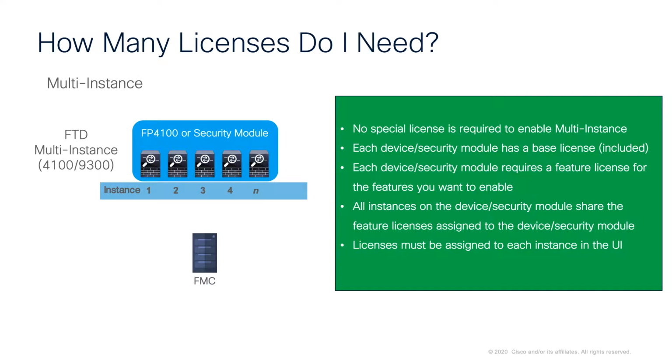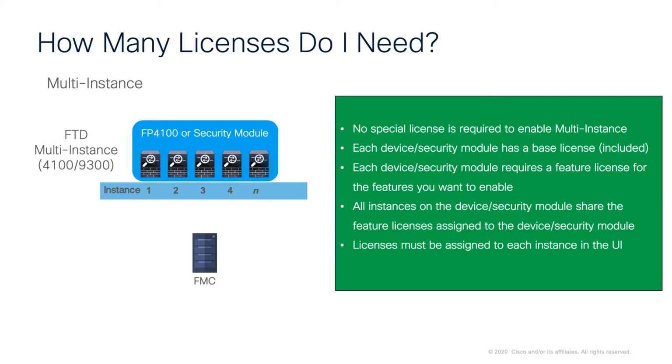For those of you that are using or thinking about using the multi-instance capability within our 4100 and 9300 range of appliances, again, there are no special licenses required here to enable multi-instance itself. We also now have the ability to do multi-instance clustering and HA, and each device or security module again has the base license included as standard. Each device or security module within the multi-instance would require a feature license for the features that you want to enable. So again, if you want to enable threat or malware or URL, you would need to make sure that each device or security module has a license to do that.